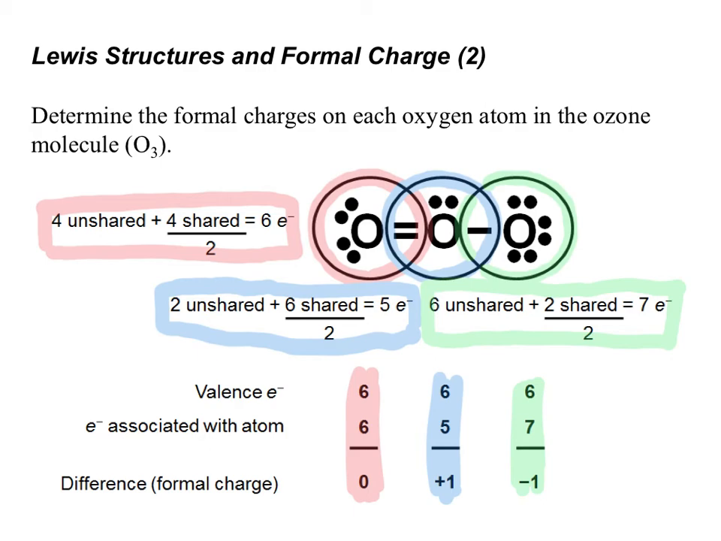We now do the formal charge calculation, which was the valence electrons minus the associated electrons, giving us for the leftmost oxygen 6 valence electrons minus 6 associated with the atom to give us a formal charge of 0. For the middle oxygen, 6 valence electrons, 5 associated electrons, so 6 minus 5 is +1, and the furthest to the right, we have 6 valence electrons minus 7 associated electrons to give us a charge of -1.